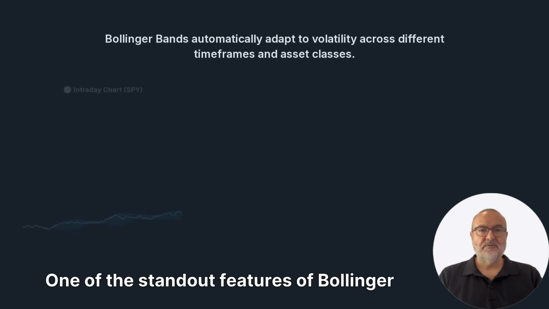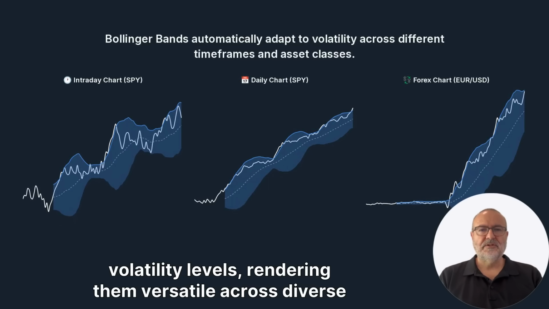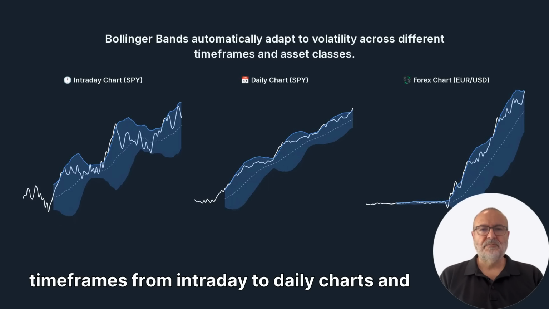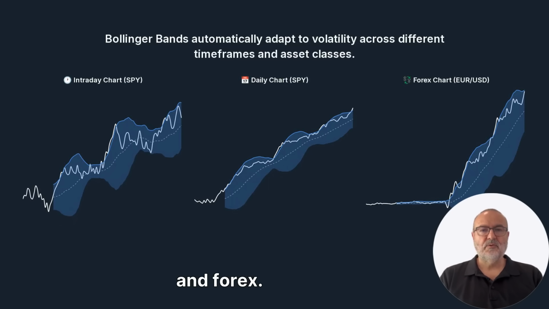One of the standout features of Bollinger Bands is their automatic adaptation to shifting volatility levels, rendering them versatile across diverse time frames, from intraday to daily charts, and various asset classes, including stocks like SPY and Forex.